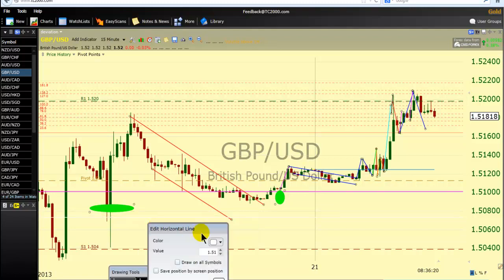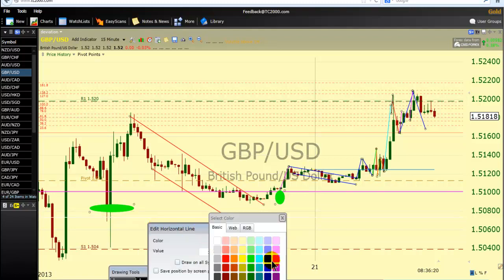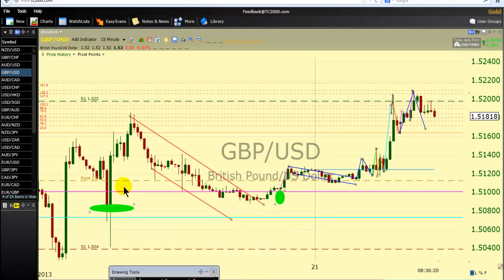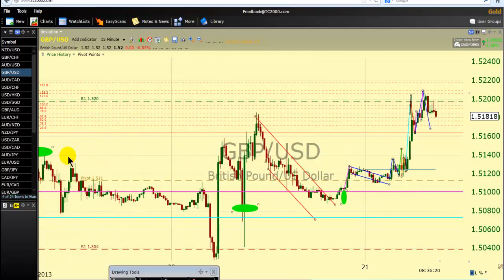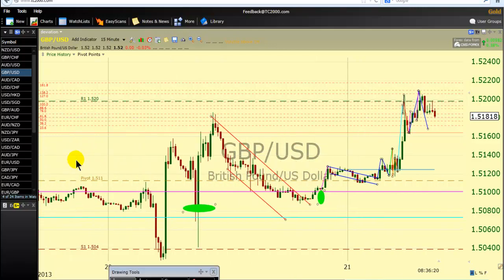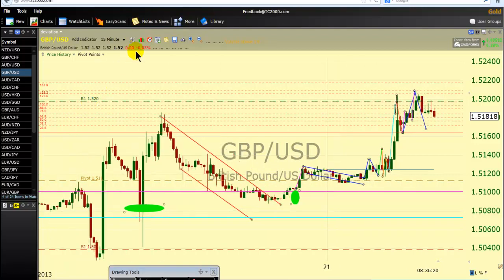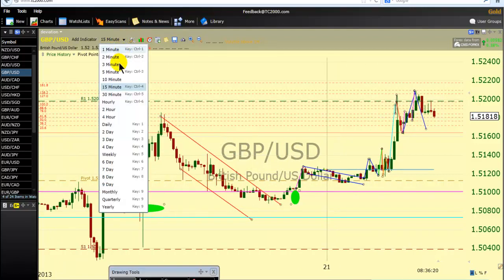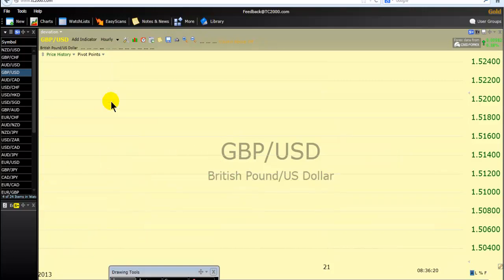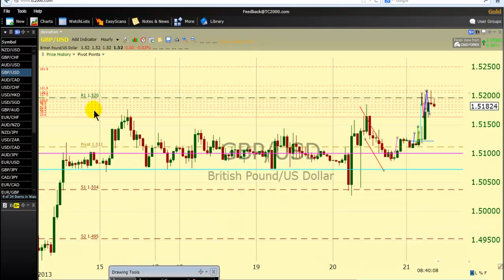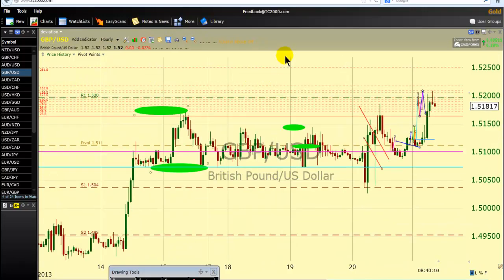I don't want the video to be too long, but it has been a bit of time since I've been talking here. I'm going to call out the midpoint between the central pivot and the S1, which is the M2, right here. I'm going to show you another line between the resistance. I'm going to switch time frame so you can see all the pivot levels.